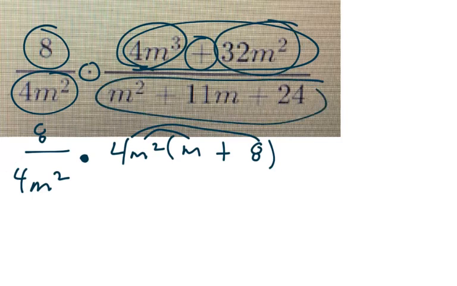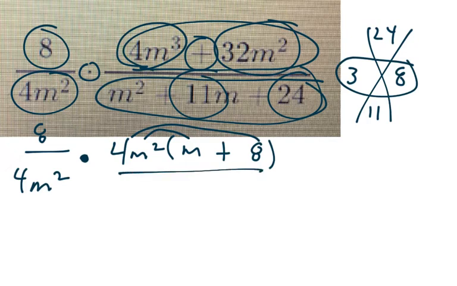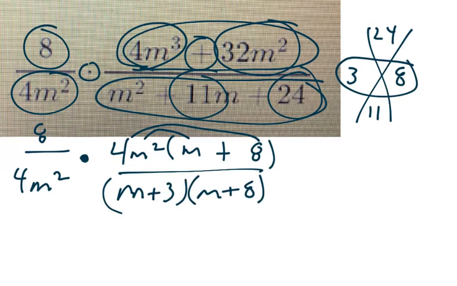Now I'm going to do the denominator. That one's an x. I need a 24 with 11 sum. 3 times 8 is 24. 3 plus 8 is 11. Good. So I have m plus 3 and m plus 8. Again, if you're getting lost, it's most likely, guys, you're struggling with your factoring. You got to practice your factoring this week for sure. There's no way around it.